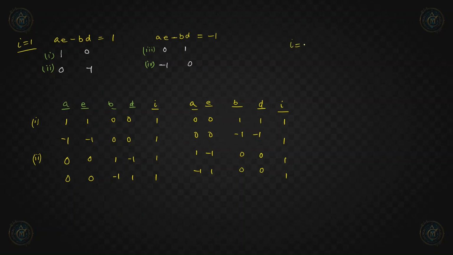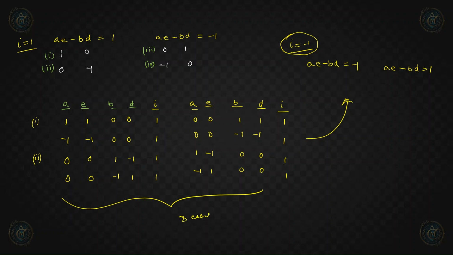Now let's count for I equal to minus 1. So AE minus BD is equal to minus 1, and AE minus BD equal to 1. We can see by symmetry, these exact combinations will occur again here, but with different I values. So all these combinations of A, E, B and D will be the same. For example, you can take A equal to 1, E equal to 1, B equal to 0, D equal to 0, and then here the difference will be I equal to minus 1. So we had 8 cases, and here we also have 8 cases. These are equivalent cases.